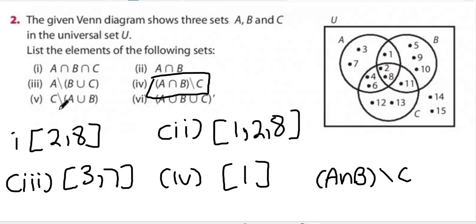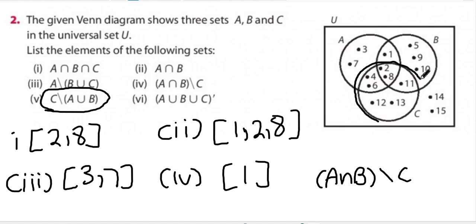Next one. Translate that for me. That's not the middle, that's A or B. So everything that's in C, which is all of this, but you're not allowed in the circles A or B. So what's left over? Yeah, exactly.